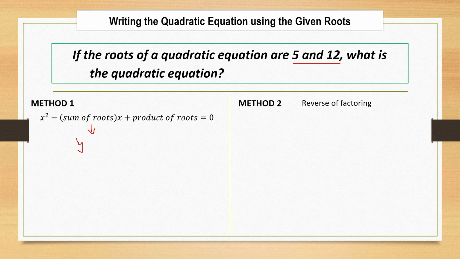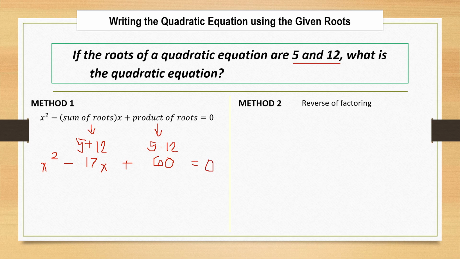5 plus 12 is equal to 17. The product of the roots is 5 times 12 is equal to 60. So using the given formula, we have x squared minus 17x plus the product of the roots, which is 60, is equal to 0.